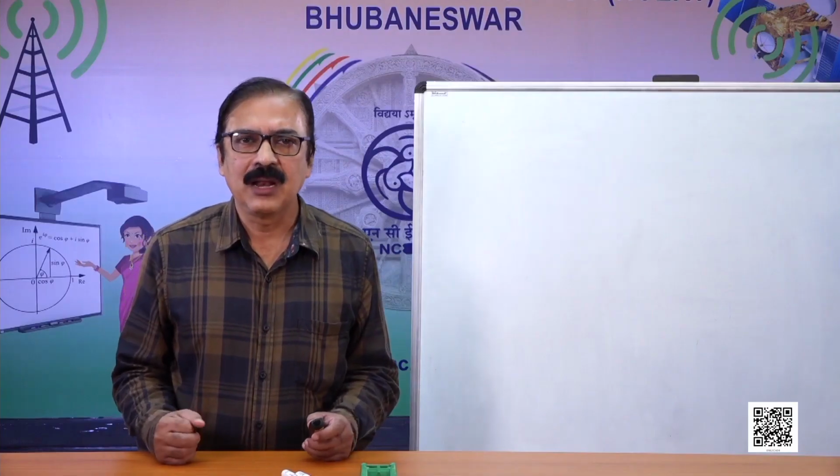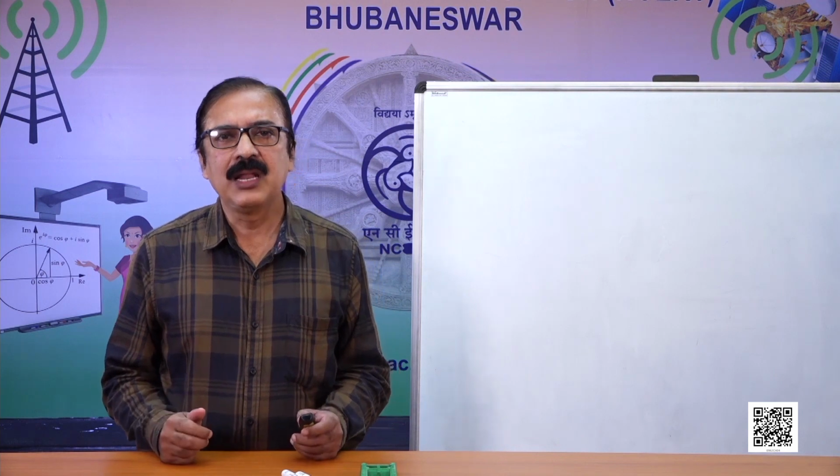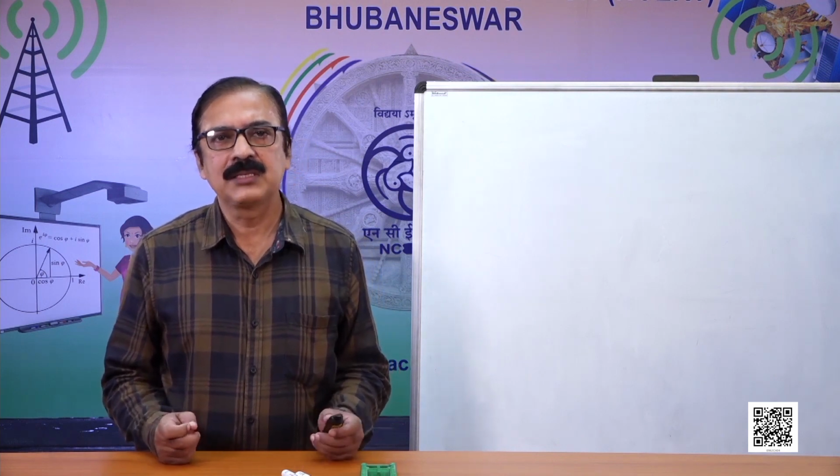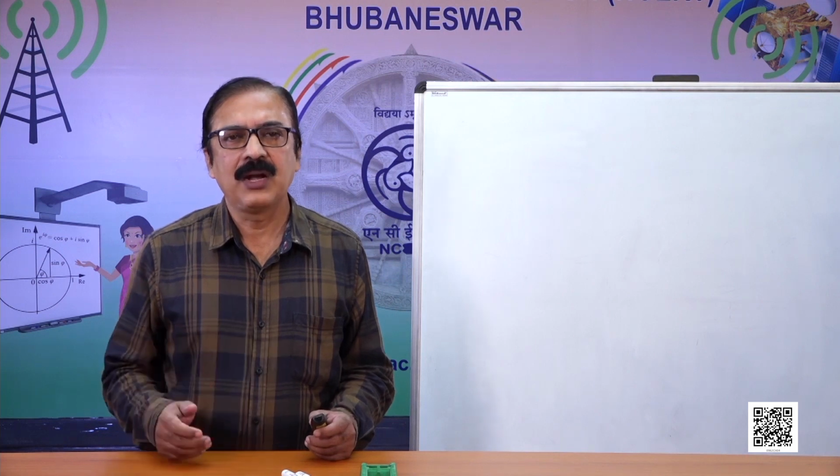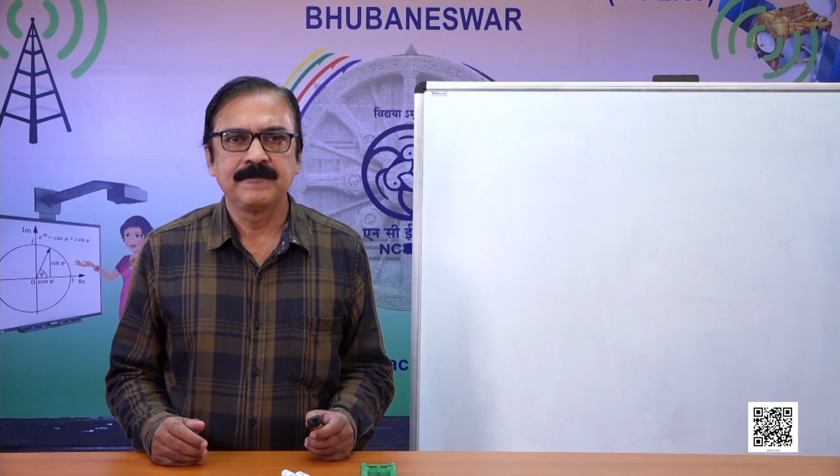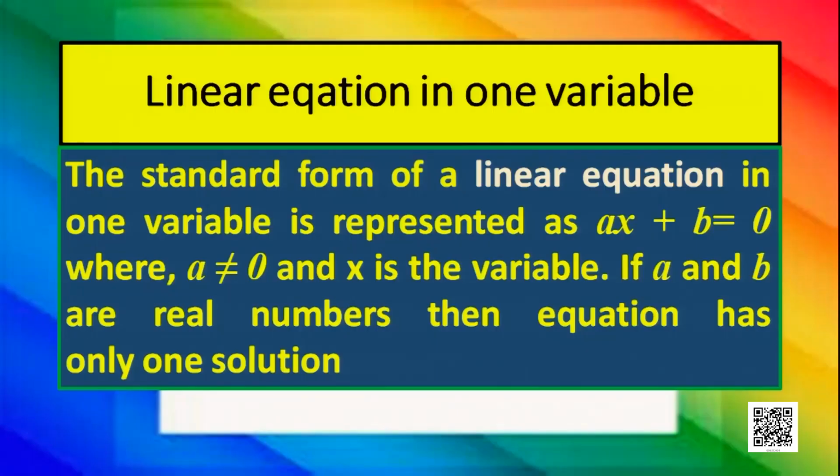Now let's see linear equation in one variable. What is a linear equation? Earlier we have studied about linear polynomial. Linear polynomial means the exponent of the variable is 1. Here, the standard form of a linear equation in one variable is represented as ax plus b is equal to 0, where a is not equal to 0 and x is the variable. Then what are a and b? a and b are real numbers. They are constants here. Then the equation has only one solution.